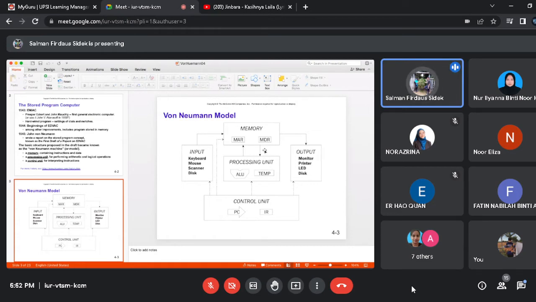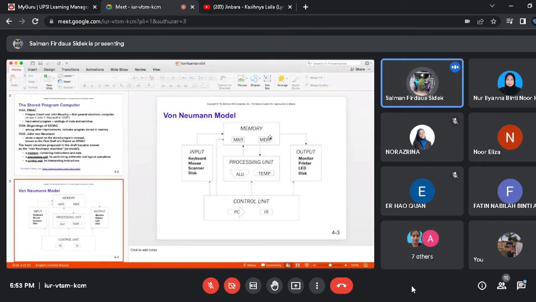Then you can see in the memory it has MAR and MDR. The R stands for register. It mimics a record book. So if you want to take data out from memory, we need to register first in MAR or MDR. MAR: M is for memory, A for address, R for register. MDR: M is for memory, D for data, and R is for register.